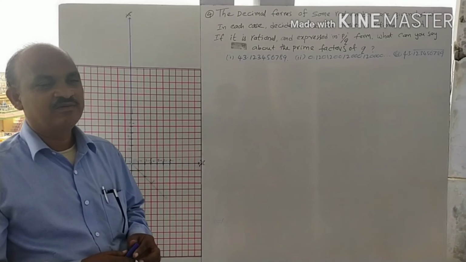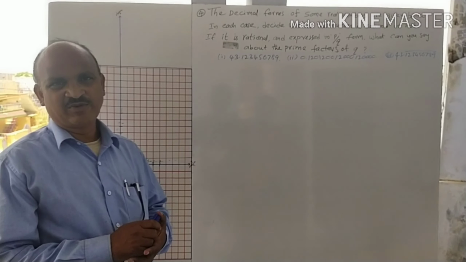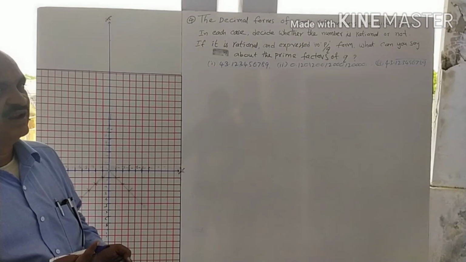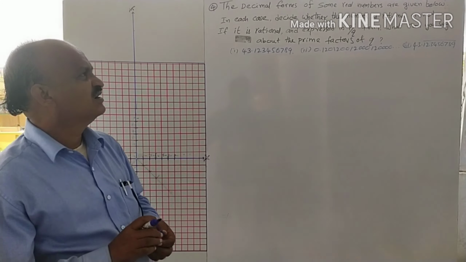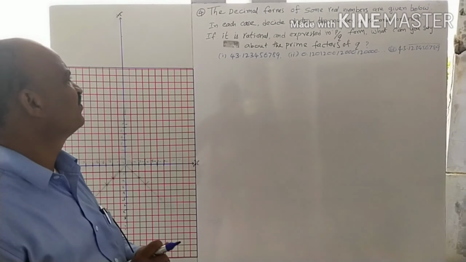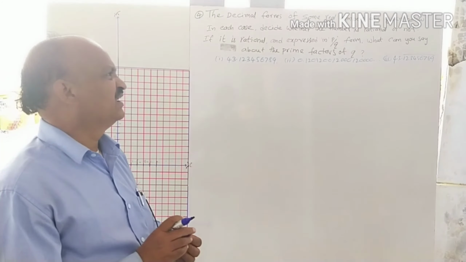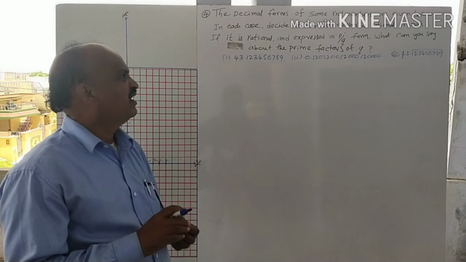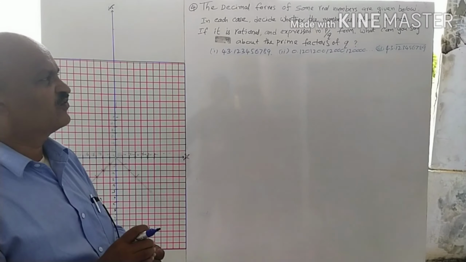In this video, I am explaining another problem in 10th class, real numbers. The decimal forms of some real numbers are given below. In each case, decide whether the number is rational or not. If it is rational and expressed in p by q form, what can you say about the prime factors of q?